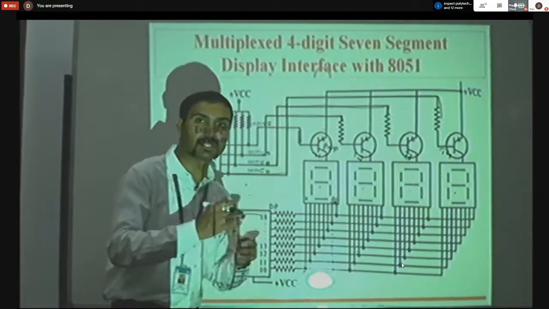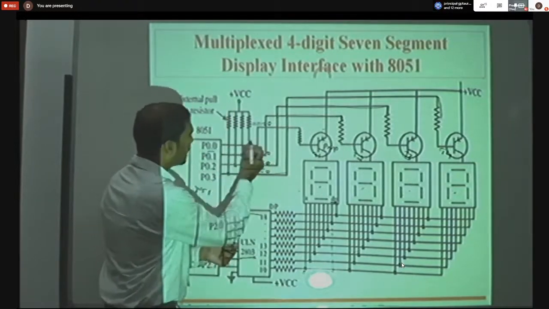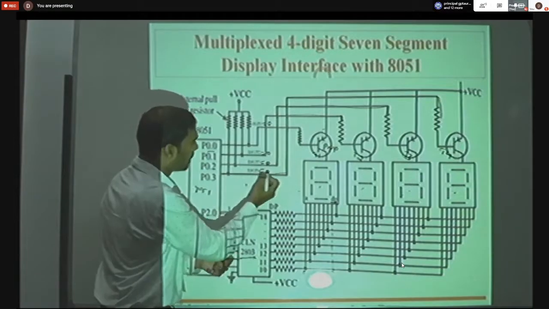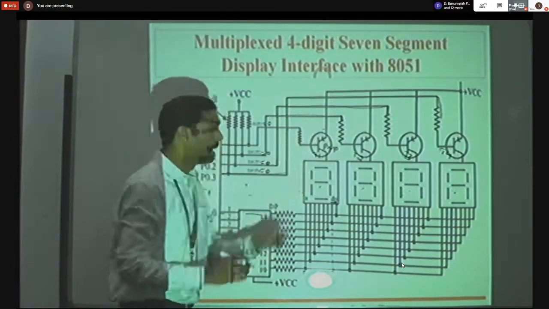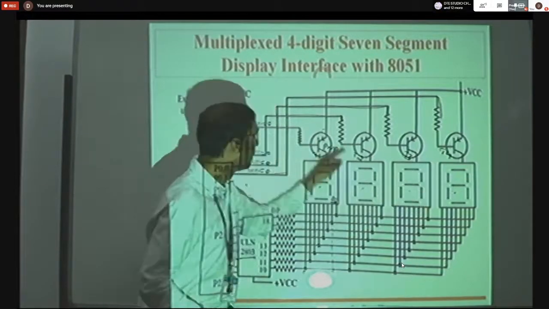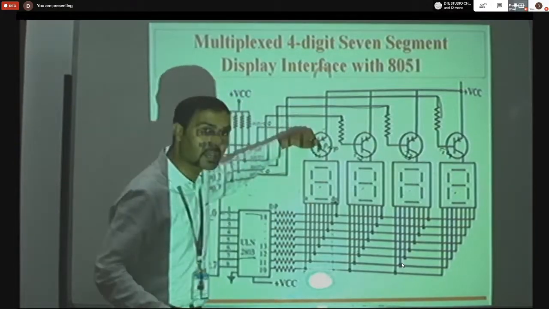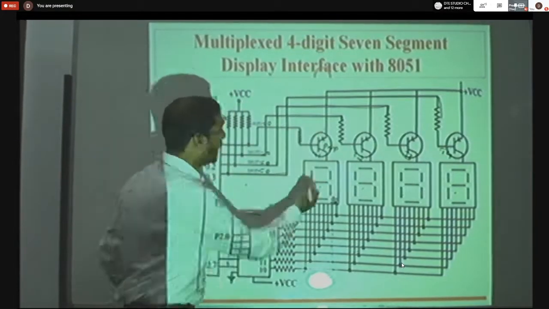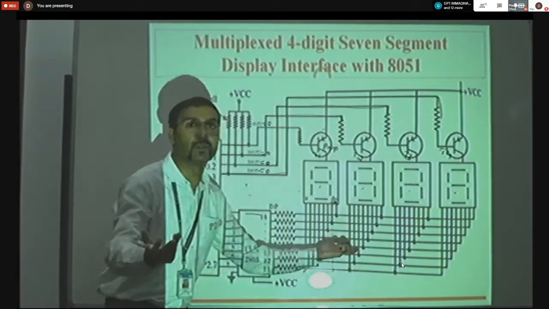Here there is a reverse. When this input is 0, that means the digit 1, digit 2, digit 3, digit 4 inputs are 0, active low, then the transistor will turn on. When it turns on, it will also turn on these displays, because the transistor acts as a switch here. When the transistor is on, that is switch on, it will turn on these displays and finally give some value.